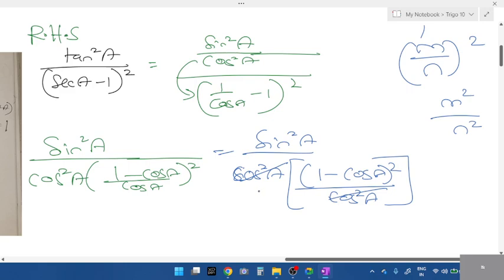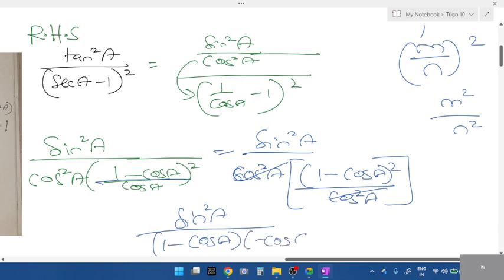Both get cancelled, right? Cos square a and cos square a. So we are left with sine square a divided by how many times 1 minus cos a square is written, students? All of you will respond. Twice. How many times 1 by cos a is multiplied? Twice, right? So can I write twice like this? Twice, correct?